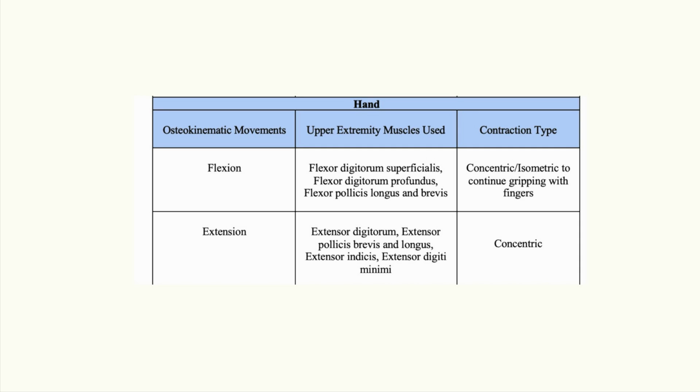And next, I included extension, and with this, the upper extremity muscles used included the extensor digitorum, the extensor pollicis brevis and longus, the extensor indicis, and the extensor digiti minimi. And with this, the contraction type was concentric.